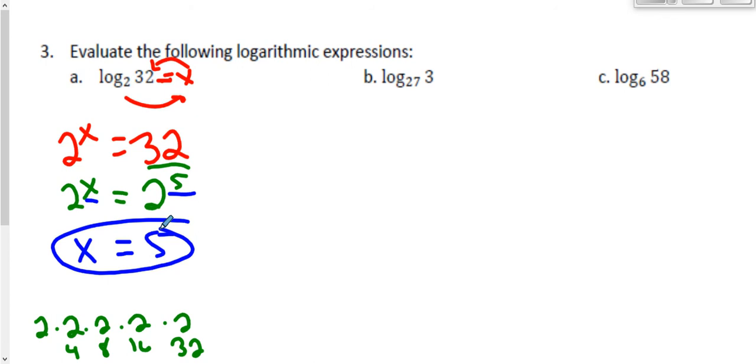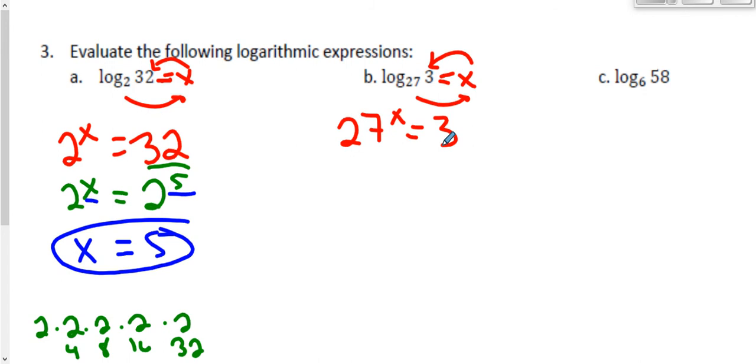Let's go ahead and try example B. We're going to start it the same way. I'd like to figure out what this means in exponential form so that I can solve it. So I'm going to insert my own little invisible equals x and do a log roll here. So 27 to the x power equals 3.